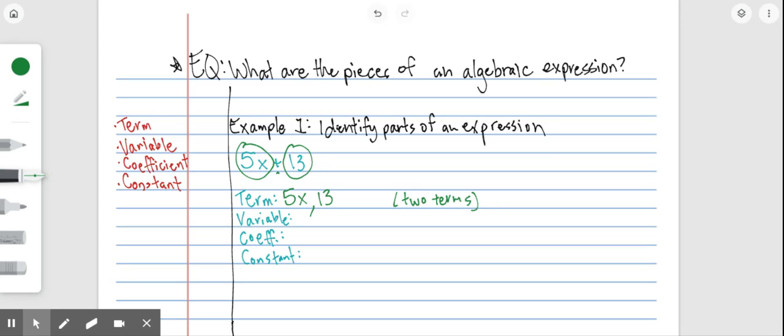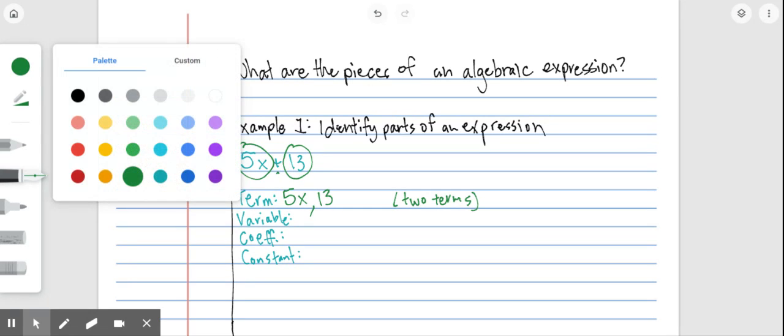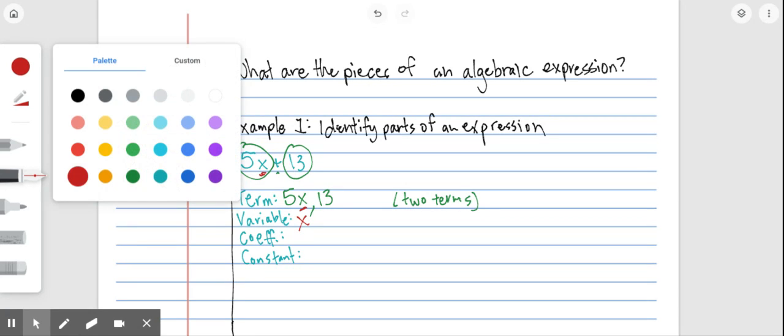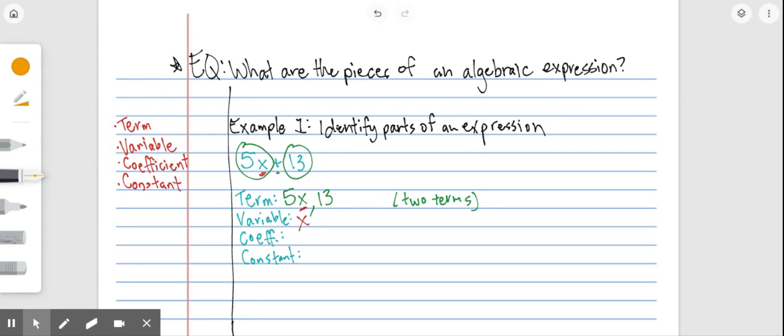All right, what is the variable? Now a variable is a letter or a symbol. In this expression, the variable that I see is the letter x, okay, the letter x. So x is a variable. Now the word coefficient means what's the number that's attached to the variable. What number is attached to that variable? So if I look up here, I see that there is a 5 attached to the variable. So my coefficient is 5.